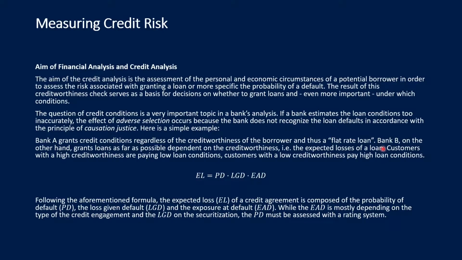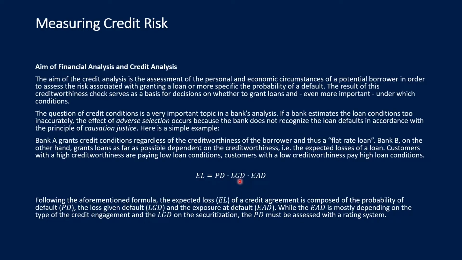Customers with a high creditworthiness are paying low loan conditions. Customers with a low creditworthiness pay high loan conditions. Following this formula, the expected loss, EL, of a credit agreement is composed of the probability of default, which is a probability between 0 and 1, the loss given default, LGD.